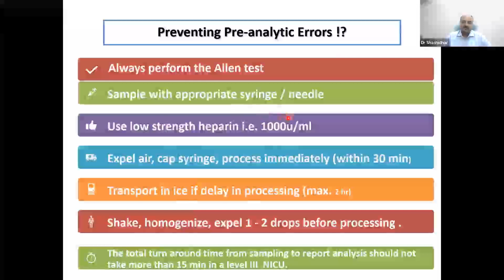You should take the appropriate syringe, preferably pre-heparinized syringes which are available. And if you're using heparin, additionally, you should use the low concentration like 1000 international units per ml. Whatever air is there should be expelled, and it should be processed definitely within 30 minutes. If you have a bedside blood gas analyzer, it's the best. If you don't have and you need to send to the lab, transport in ice packing, and the maximum time we can allow a blood gas sample without processing is probably 2 hours, even with covering with ice. You should shake it and homogenize it and remove the first 1 or 2 drops before processing.